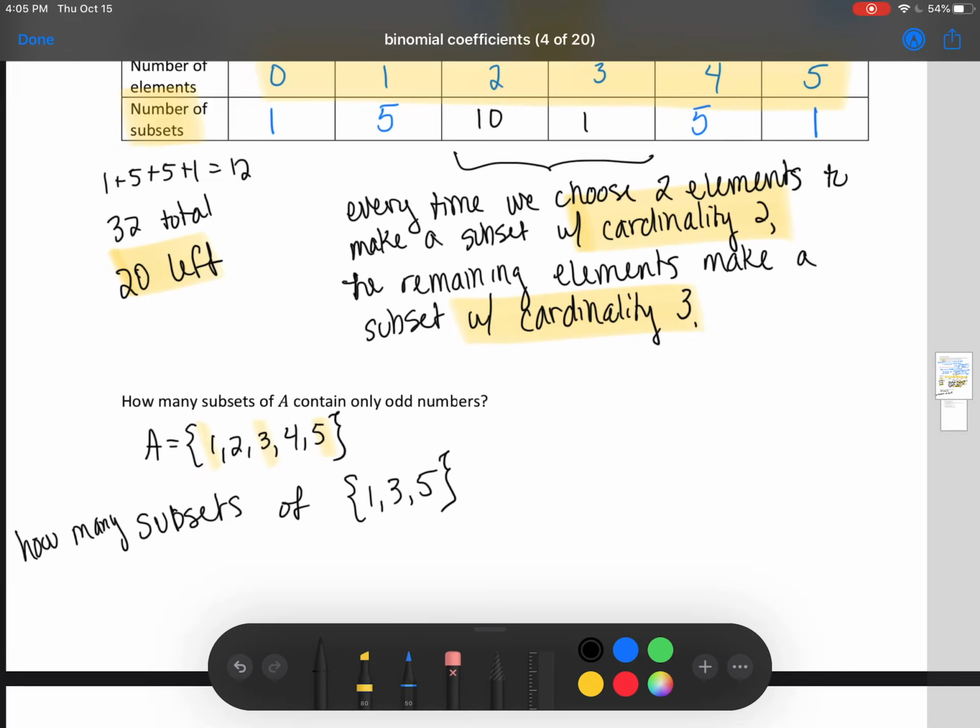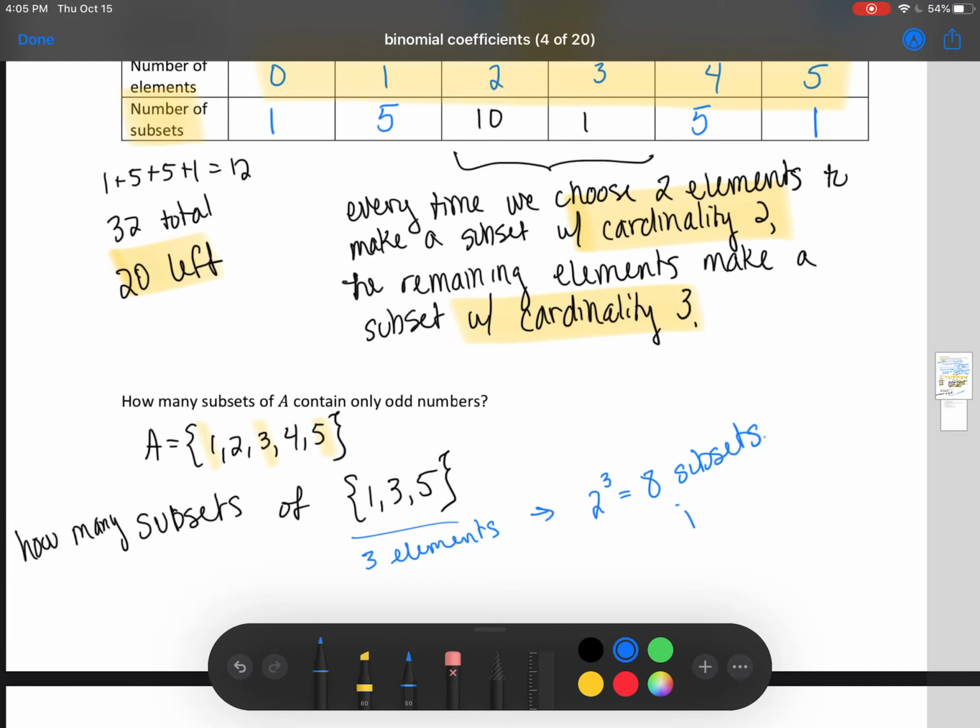All right, so I guess we could do this in an easier way. So how many contain only odd numbers? Well, this set that we just wrote down has cardinality 3, right? And we know that for a set with 3 elements, the cardinality of the power set will be 2 to the 3rd, which means it'll have 8 subsets.